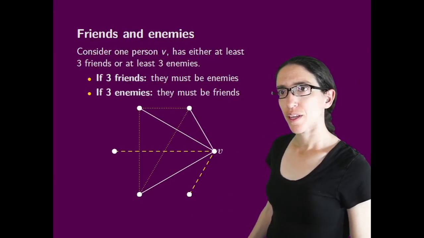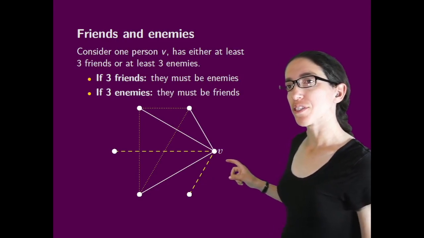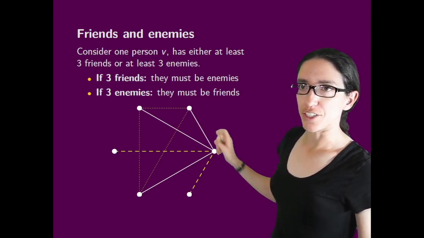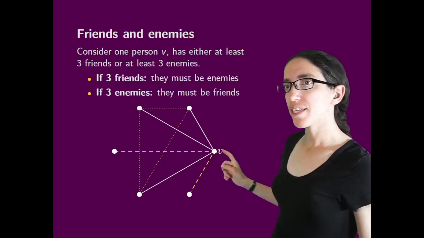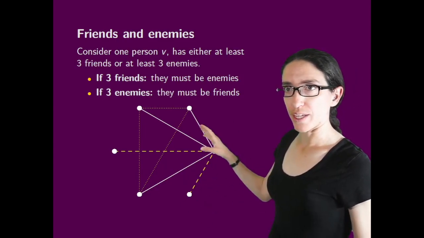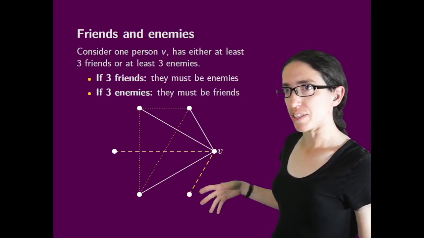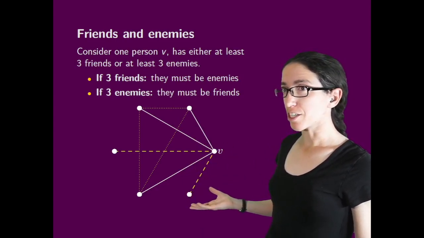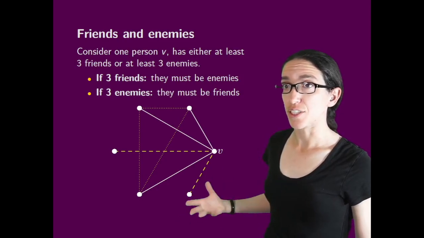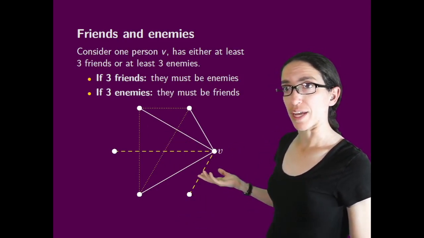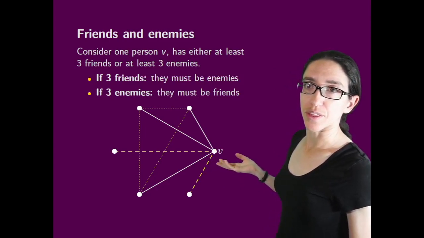Let's see why. To prove this, let's consider one person, which we'll call V for vertex, and let's consider all of the edges coming out of V. So V is connected to 5 other people with white or yellow dotted edges, and of these 5 edges, by the pigeonhole principle, since they're colored in 2 colors, some color must have at least 3 of the edges. So there are either 3 people that V is friends with or 3 enemies. In this case, we've drawn it so that there are 3 friends.